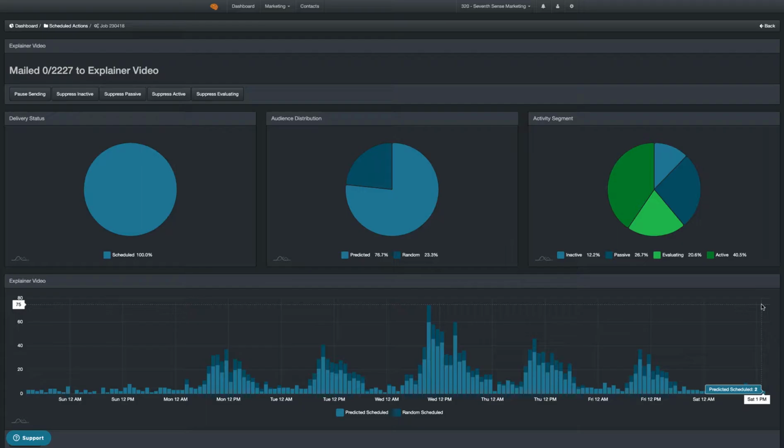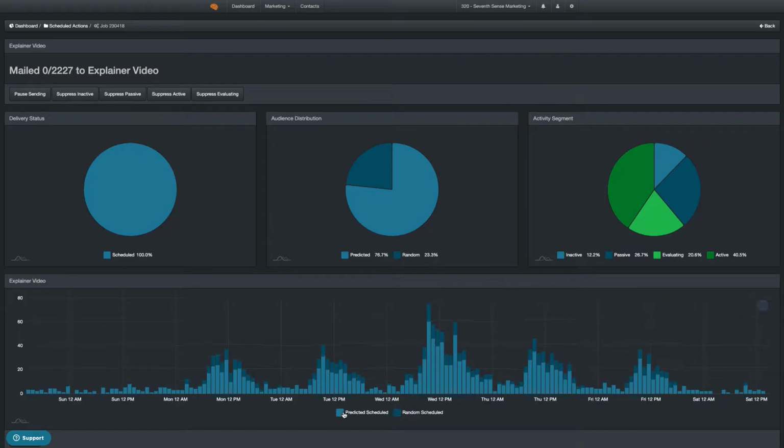One thing to point out here is predicted and random scheduled. Let's first look at predicted scheduled. What this means is that you have data or a profile on these individuals, and the system was able to predict a time of delivery for them.